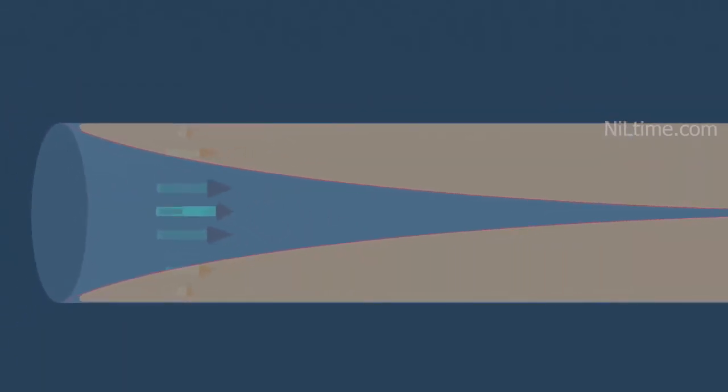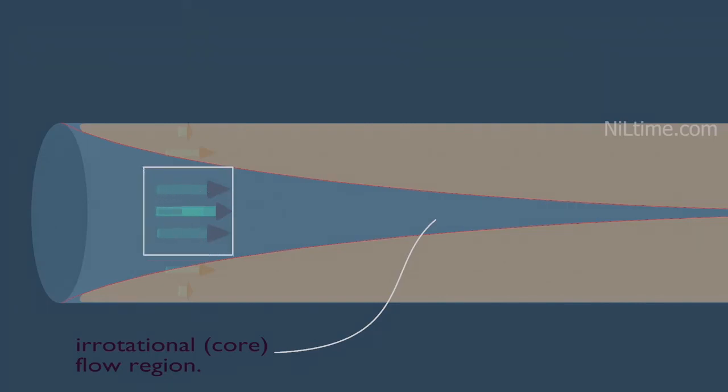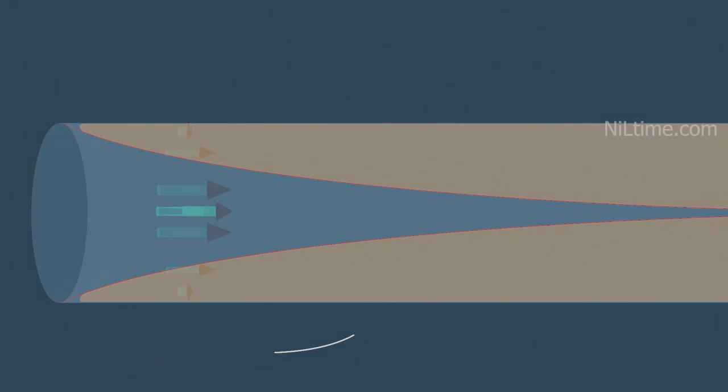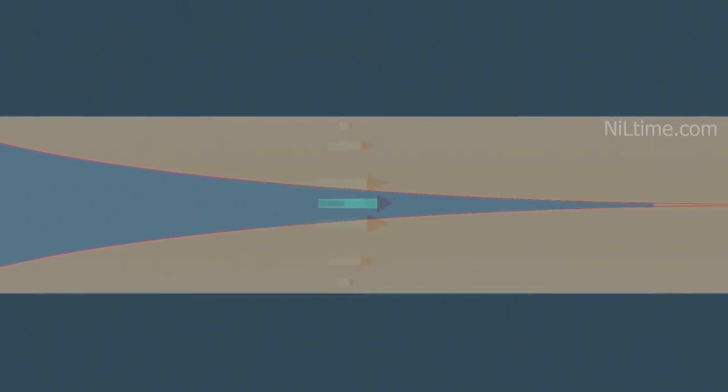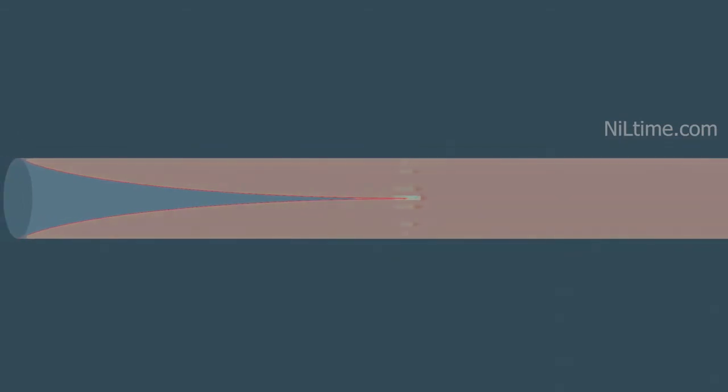The flow region adjacent to the wall, in which the viscous effects are significant, is called the boundary layer. But in the blue region, there is no boundary layer, so the frictional effects are negligible, and the velocity remains essentially constant in the radial direction. This blue region is called the irrotational flow region. As the fluid passes by, the thickness of the boundary layer increases in the flow direction until the boundary layer reaches the pipe center and fills the entire pipe.